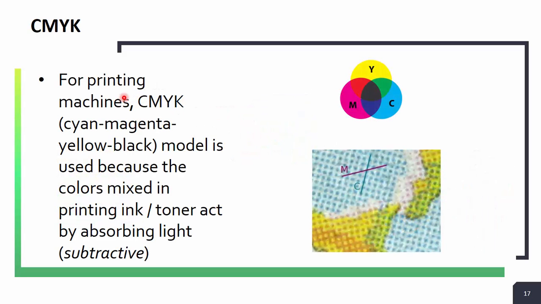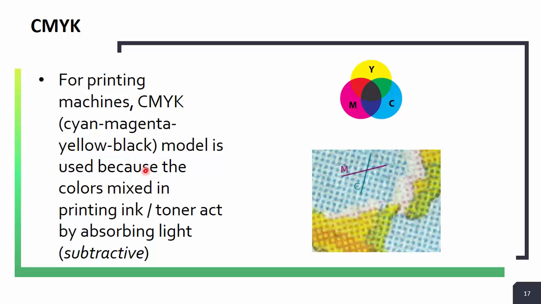So RGB was for display devices. For printing devices, there is another color model. It is CMYK: cyan, magenta, yellow, and black. The last K is actually for black. The letter K is used for black in the model name because B is already used for blue.